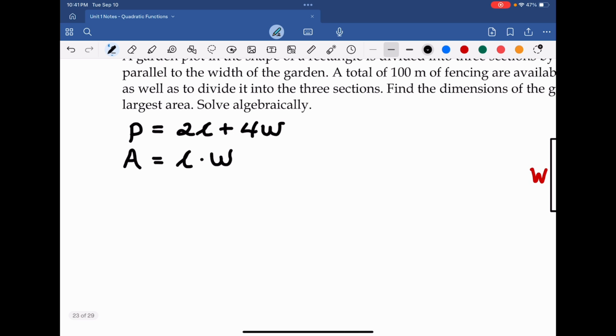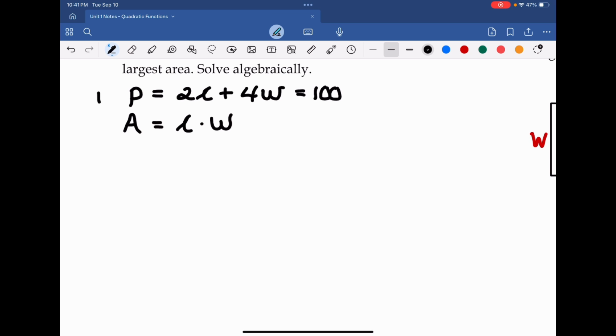Okay, now something important here is that not only was the perimeter equal to 2 lengths and 4 widths, but they actually told us that we had 100 meters of material to work with. So I'm going to say that 2 lengths plus 4 widths equals 100. Now, we're going to have to isolate for one of these variables, or else we won't be able to solve for that maximum area that we're looking for. So step number 1 was to generate our 2 equations of perimeter and area.